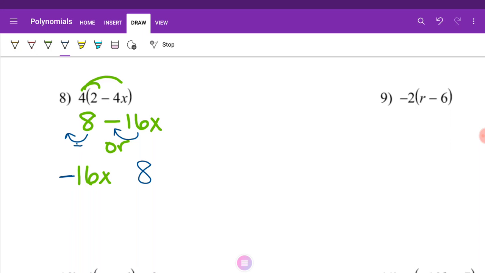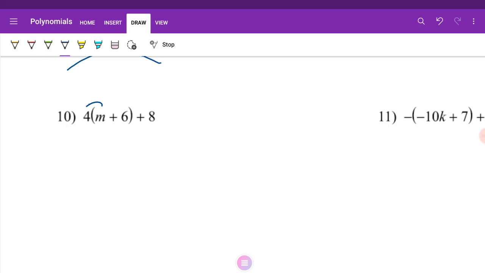This 8 is positive, right? It's not a negative 8, it's a positive 8, so you need to put plus. It is not this. A lot of people will do that because they'll just flip-flop the 8 and the 16 and just leave the subtraction in the middle. Do not do that.